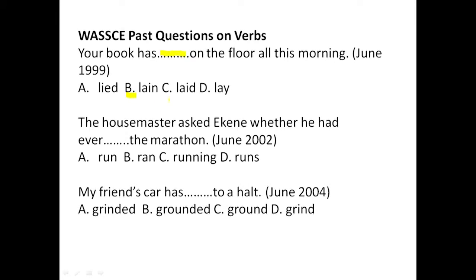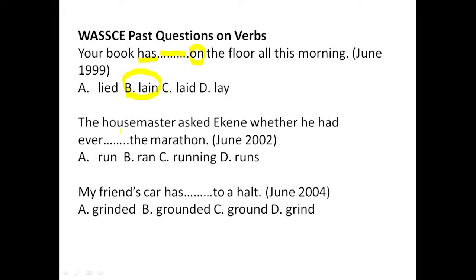C, your book has laid, is wrong, because if you use lay, you must have an object after it, a noun or a pronoun. But this one is a preposition. And D, your book has lay, is wrong because of the verb has. If we use has, we must go for the past participle form of the verb. So our answer is option B.